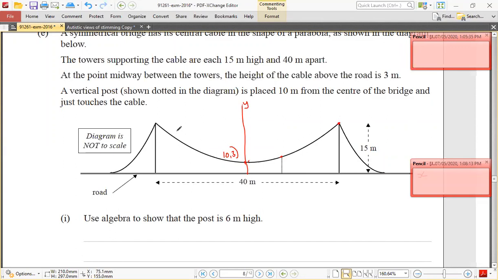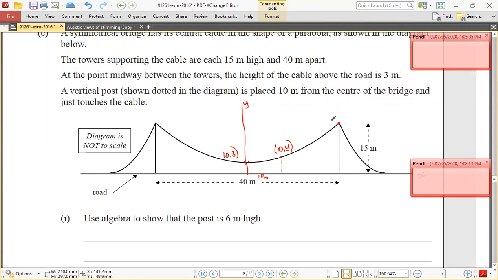The last one you did, part B. Okay, remember, this is 10 meters, isn't it? So if that's 10 meters, this point is 10 and some value of y, isn't it? We don't know. We just know it's 10 out.